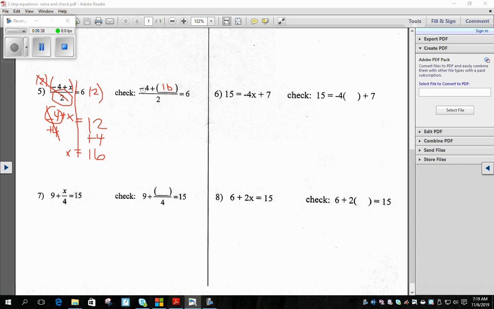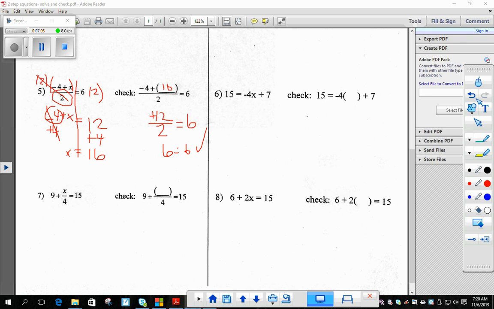So if you did negative 4 plus 16, because that's a group, you have to solve that first, you would be negative 12. Oh, positive 12, my bad. Positive 12 divided by 2 is equal to 6, and 12 divided by 2 is 6, and 6 is, in fact, equal to 6. So I know for a fact I've solved it correctly. So, go ahead and pause the video and try number 6. This will be the last one that I do with you.